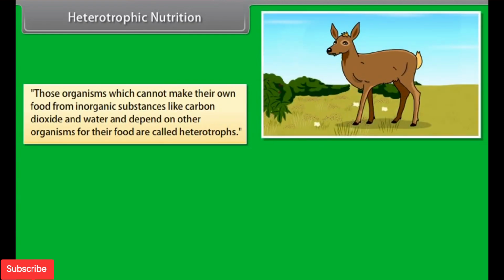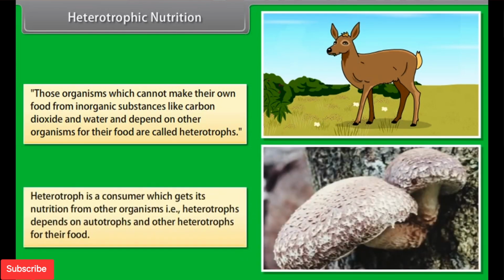Those organisms which cannot make their own food from inorganic substances like carbon dioxide and water, and depend on other organisms for their food, are called heterotrophs. A heterotroph is a consumer which gets its nutrition from other organisms. That is, heterotrophs depend on autotrophs and other heterotrophs for their food.